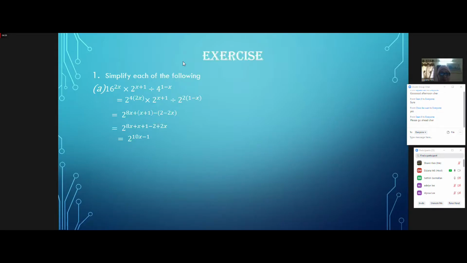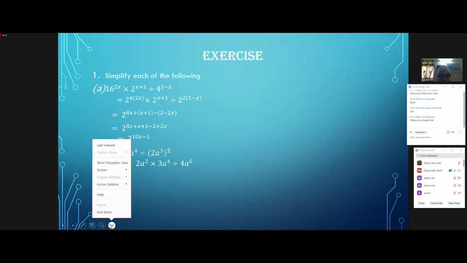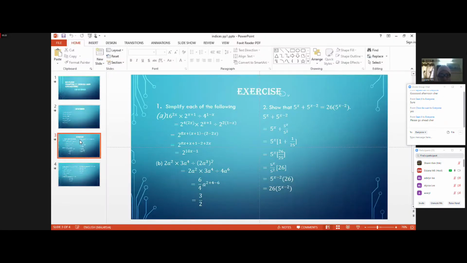Easy, right? Teacher, isn't it 2 to the power of 11x minus 1? Oh yeah, I did not see this one. Okay, I will correct this one, yeah? Later I change it straight away. Because 8x plus x plus 2x, so it's 11x. Thank you, Satish.